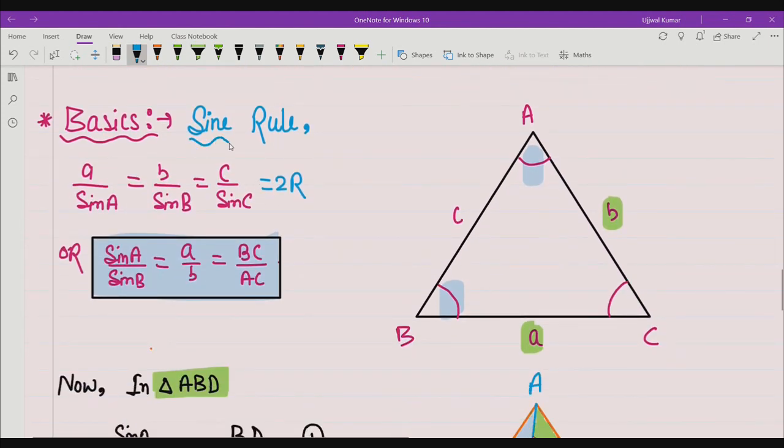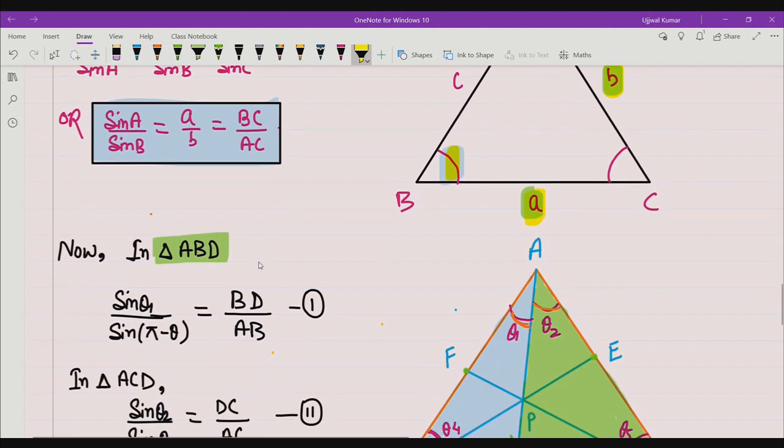The basic is the sine rule. All who are in 11th or 12th grade already know about the sine rule. It is very simple. According to the sine rule, a upon sin A equals b upon sin B equals c upon sin C, which equals 2R, or twice the circumradius. For angle A, the side we are taking is opposite to angle A. For B, the side opposite to angle B, right? So also we can say sin A upon sin B equals a upon b, or BC upon AC. That was the basic.